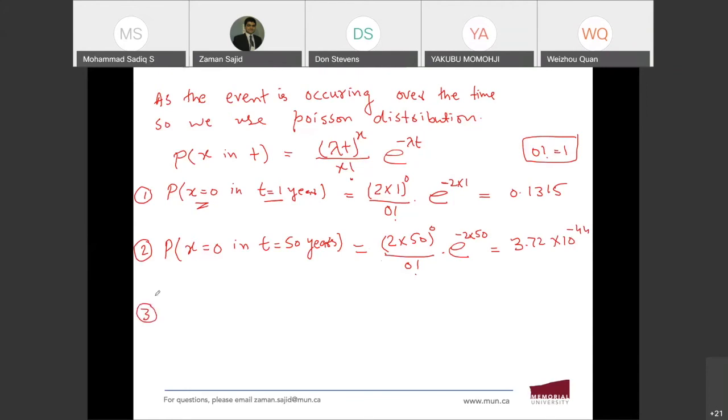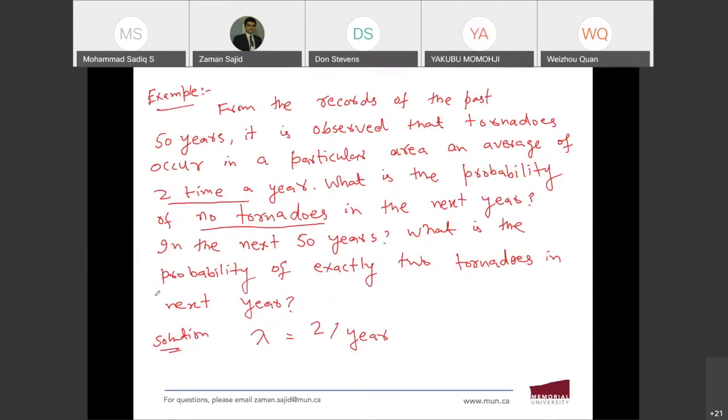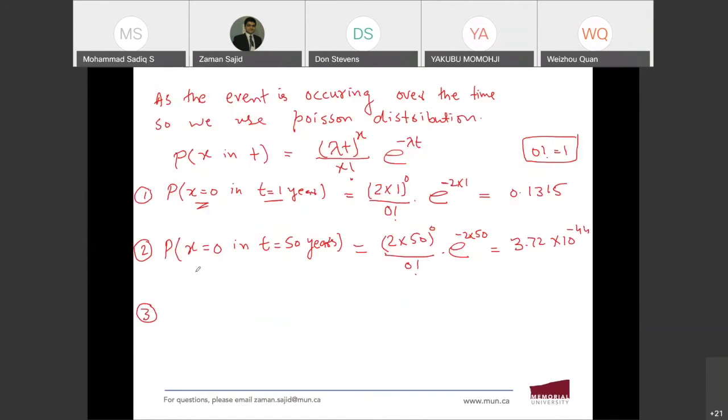Okay. Now let's start with the third one. Now in the third or the last one, he's asking what is the probability of exactly 2 tornadoes. So this means to say the value of x should be 2 in the next year, which is t is equal to 1. So what I'm interested to find in my third objective is x is equal to 2 in t is equal to 1 year.